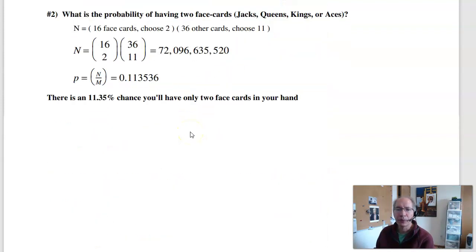Problem 2. What's the chance of having only 2 face cards in your entire hand? Well, there are 16 face cards, Jack, Queen, King, Ace. 4 times 4 suits gives you 16. Of the 16 face cards in the deck, choose 2 of them. Of the 36 remaining cards, choose 11.